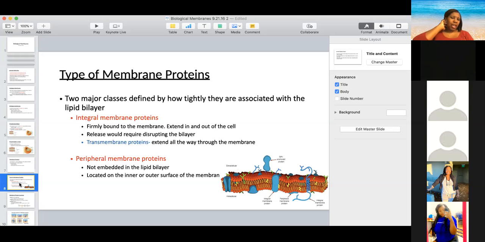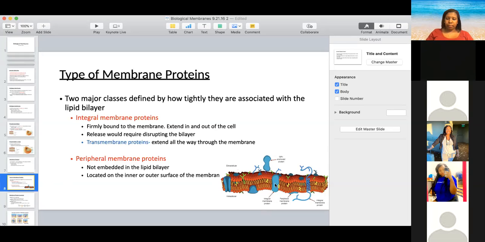So we have our integral proteins that are going to be firmly bound to the membrane. They can extend into and out of the cell. If you look at this image that I have here, this blue structure represents an integral protein, and we can see that it spans the entire length or width of our plasma membrane. So you should be able to readily identify an integral protein as compared to a peripheral. When you think peripheral, these membrane proteins are not going to be embedded in the lipid bilayer, but they're going to be located on the inner or outer surface of the membrane.